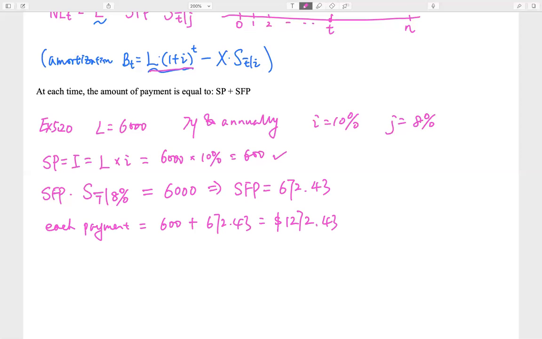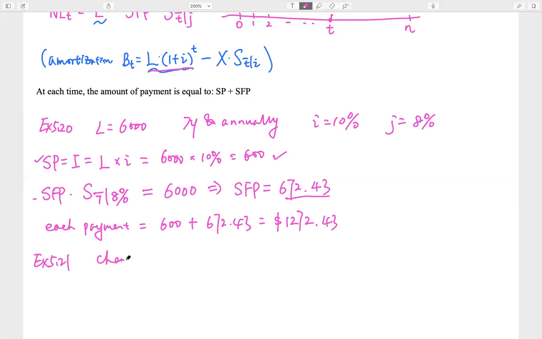It's a lot easier, right? So this is fixed. Pretty much everything is fixed, right? The only thing that is not fixed is the value in this sinking fund, right? Because each year I will make this deposit, and each previous deposit will earn some interest at 8%. So this sinking fund is growing. Other than that, everything else is constant, right? So that's why this is actually a lot easier than the amortization method.